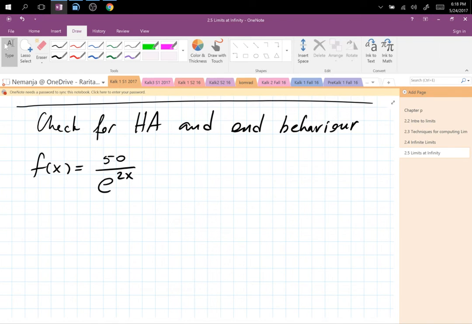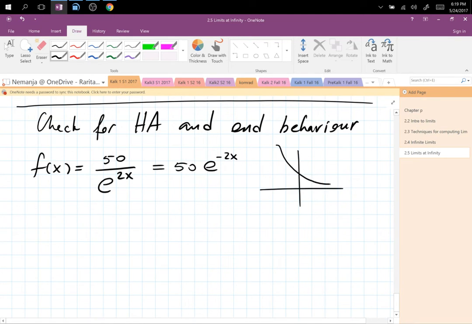Horizontal asymptote is one part, and then the other part will give us end behavior. All right, so let's take a look. This is an exponential function. So you can also write it, if it's going to make you happier, this way. And you should recognize it immediately from your Pre-Calc 1 course as a decay function, which you can sketch real quick.